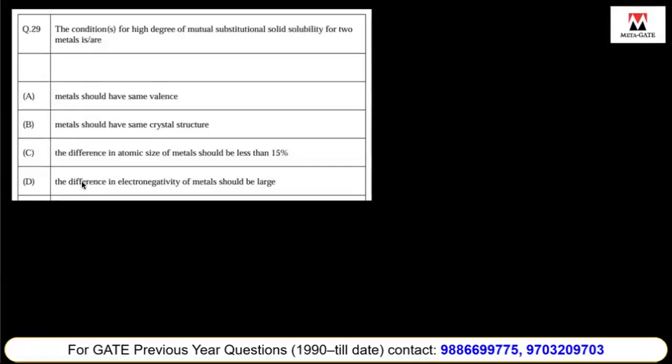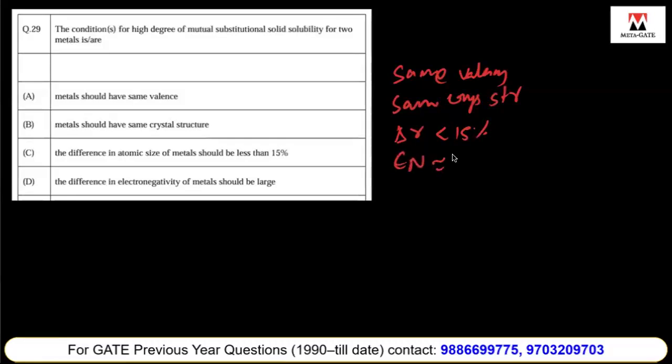So the conditions for a high degree of mutual substitutional solid solubility of two metals are: metals have the same valency, metals have the same crystal structure, metals have an atomic size difference of less than 15 percent, and the electronegativity of the atoms should be very close.